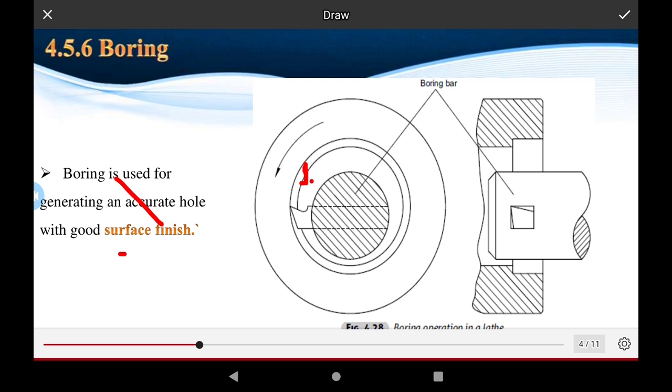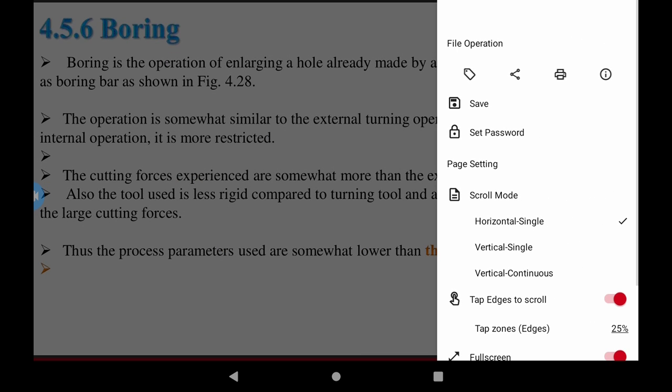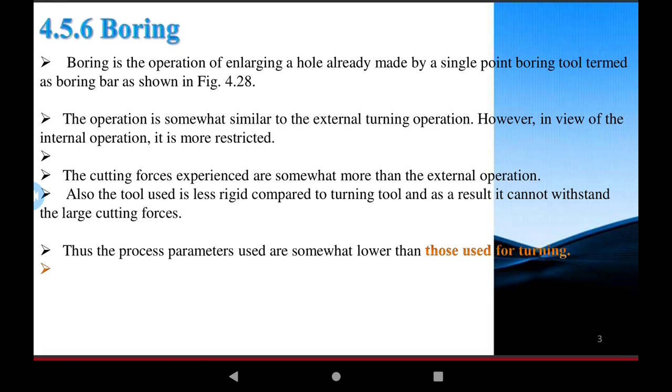A reamer tool is used, and a lapping tool is also used for polishing after the boring operation is properly completed for the job. After polishing and finishing, the job is completed. And this is the boring operation.